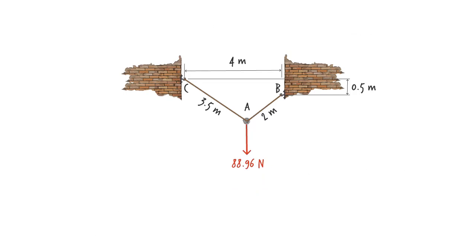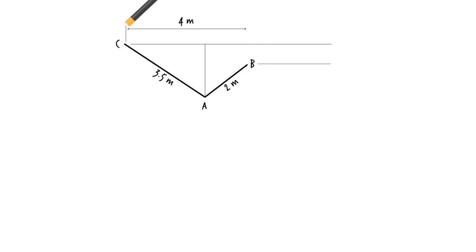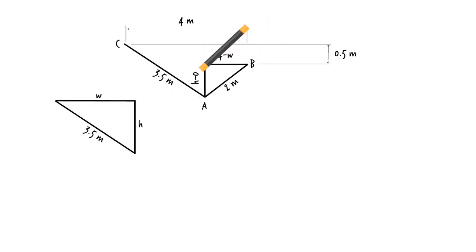Now we need to determine the inclination angles for wires AB and AC. To determine the angles, we need to know a couple of distances. We need to know this length and this height. Here we have a right triangle with a known hypotenuse. We also have this smaller triangle defined in terms of W and H. The hypotenuse of this triangle is 2 meters. We need to determine W and H.